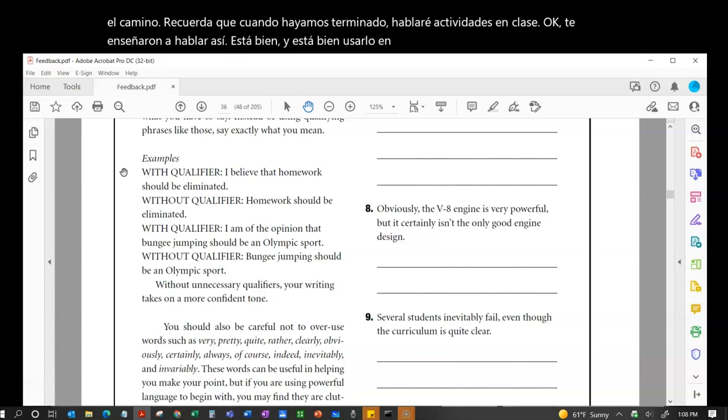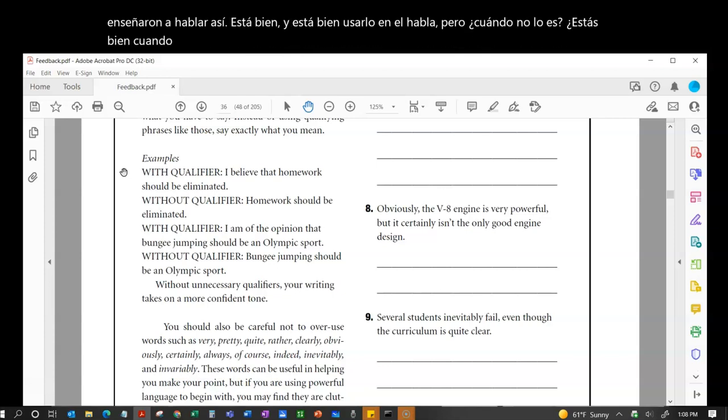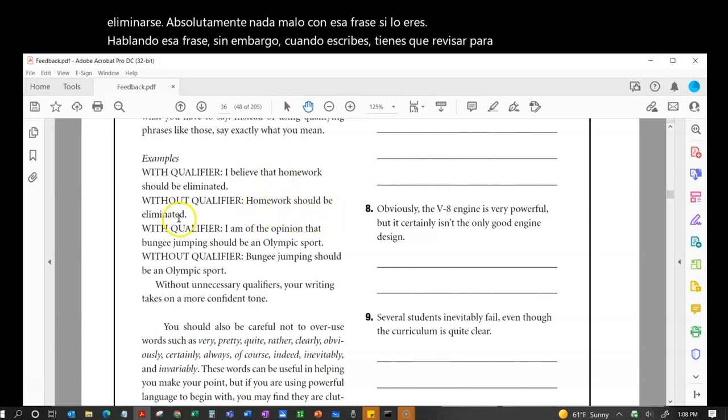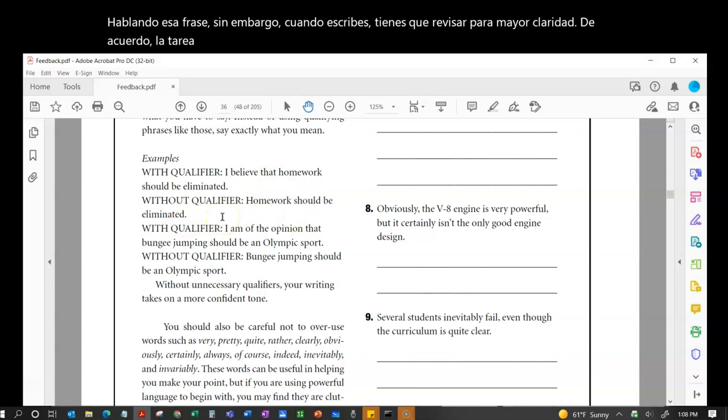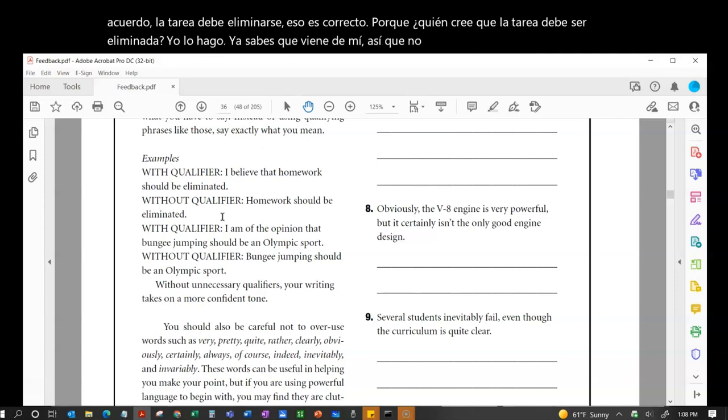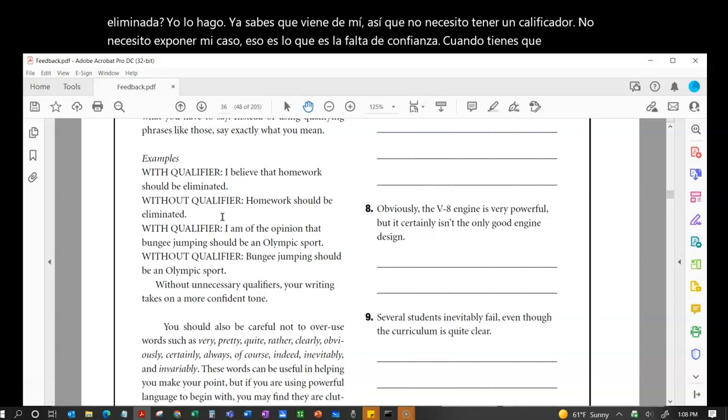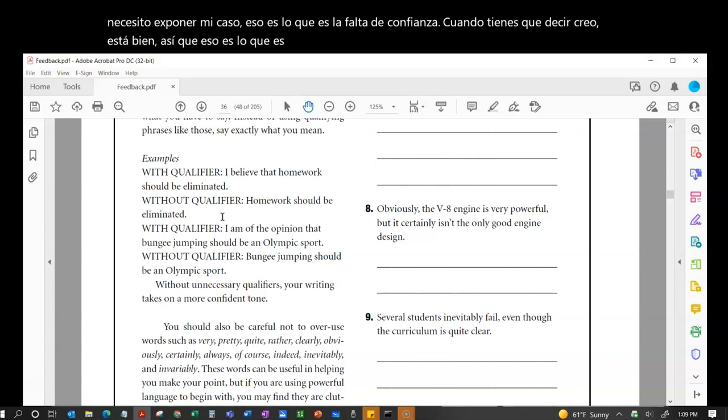But when is it not okay? When you are writing. I believe that homework should be eliminated. Absolutely nothing wrong with that sentence if you are speaking it. However, when you write, you have to revise for clarity. Homework should be eliminated. That's correct, because who believes homework should be eliminated? I do, so you already know it's coming from me. I don't need a qualifier. I don't need to state my case. That's what lack of confidence is, when you have to say I believe. So that's what a sentence looks like with and without a qualifier.